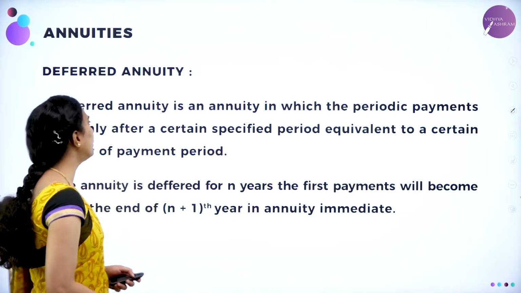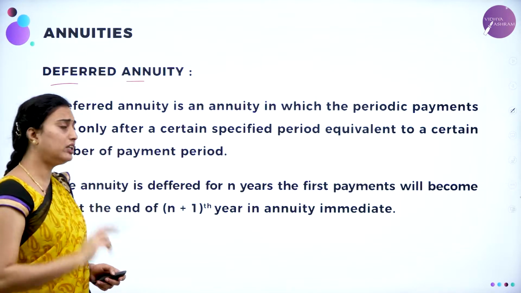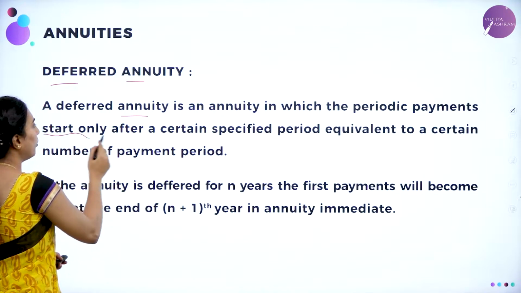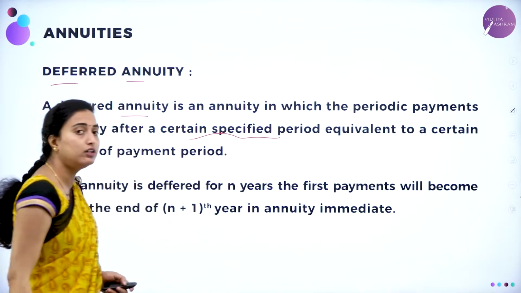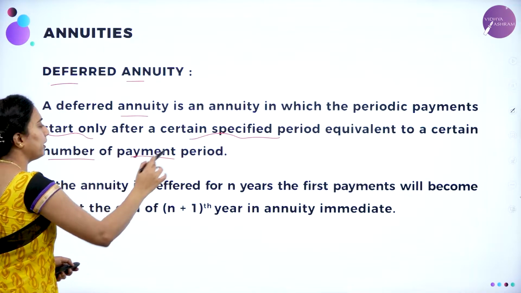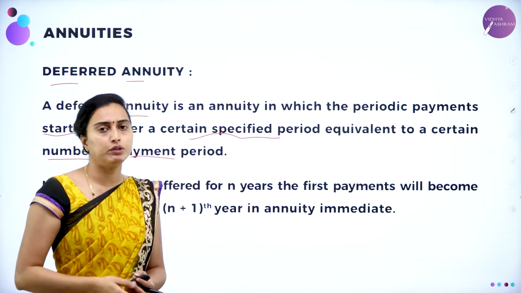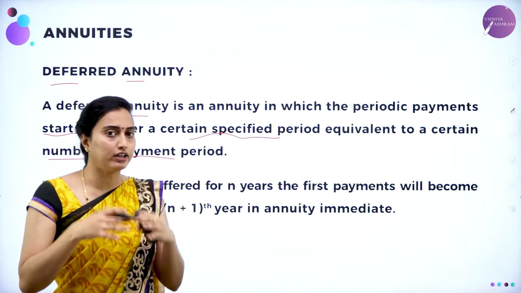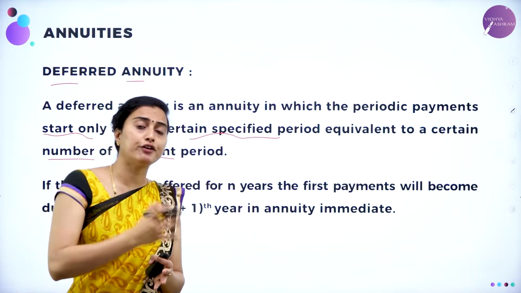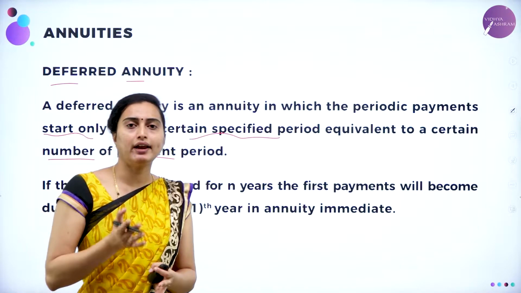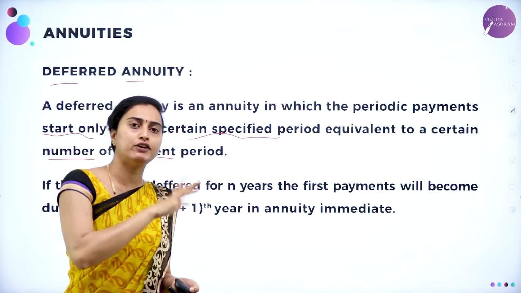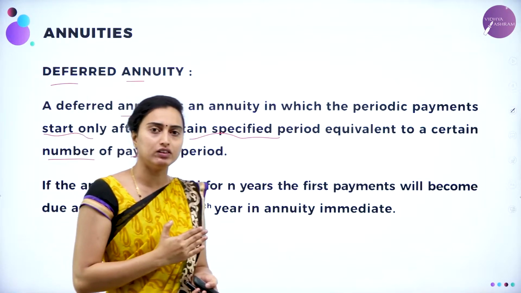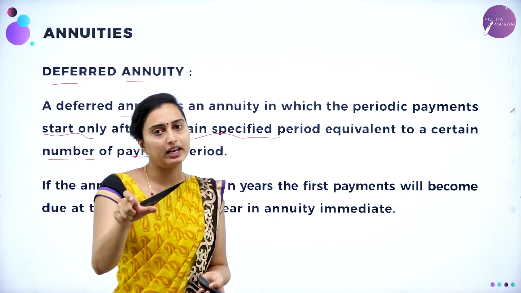Now, we'll be moving on to what we mean by the deferred annuity. A deferred annuity is an annuity in which periodic payments start only after a certain specific period, equivalent to a certain number of payment periods. So after some time it will be starting, and that is known as the deferred annuity. That means it may start after 10 years. It may start at the end of the 6th year. It may start at the end of the 3rd year. What is the difference between the 1st year and the 3rd year? That is a 2-year difference. Similarly, if it starts from the end of the 10th year, what is the difference? The deferment is 9 years, like that.